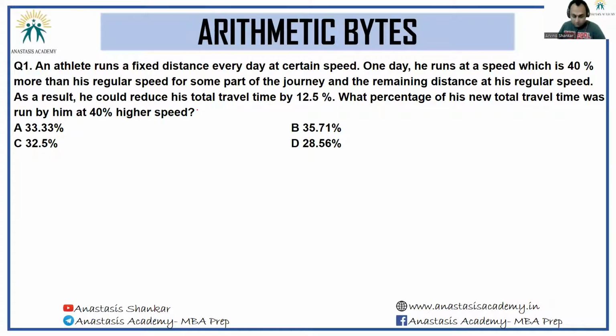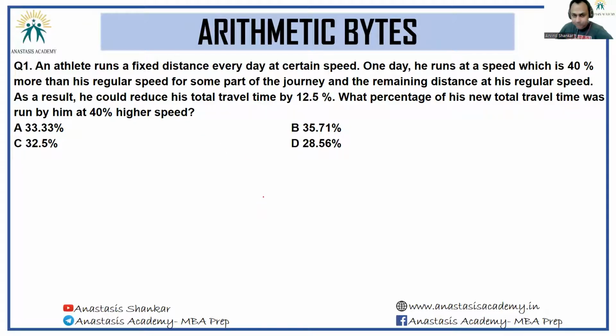Let's look at the solutions of arithmetic. He runs a fixed distance every day at a certain speed. One day he runs at a speed which is 40% more than his regular speed for some part of the journey, and the remaining distance at his regular speed. As a result, he could reduce his total travel time by 12.5%. What percentage of his new total travel time was run by him at 40% higher speed?